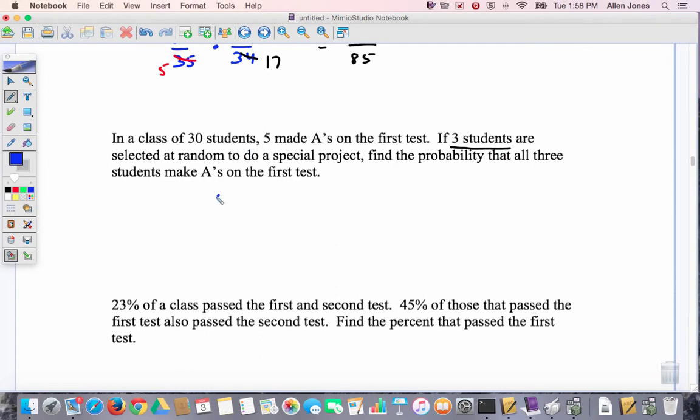So notice we're selecting 3 different students, not the same student 3 times, but 3 different students. So the probability the first student we select made an A is 5 out of 30. We've now selected somebody who got an A on the first test, so there are 4 people that are left that made A's, 29 total people to choose from. And then we select one more, 3 people left that made A's, 28.